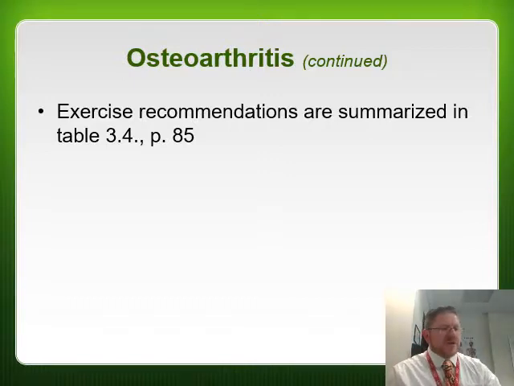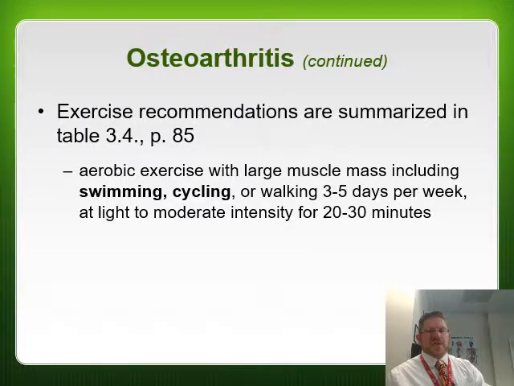Table 3.4, page 85. So skip a few ahead here, and the table right at the bottom of the page is going to give you an idea as to some of the things that you should do. Aerobic exercise with large muscle mass, including swimming, cycling, or walking 3 to 5 days per week at light to moderate intensity for 20 to 30 minutes. You notice that walking is not going to be tremendously load-bearing. It does have more load-bearing than the other options we mentioned. Swimming and cycling, swimming really gets a lot of that. And if you're having issues with the joints and inflammation and pain, this is what we're doing to kind of help alleviate that pain while still giving you the opportunity to grow and get better.